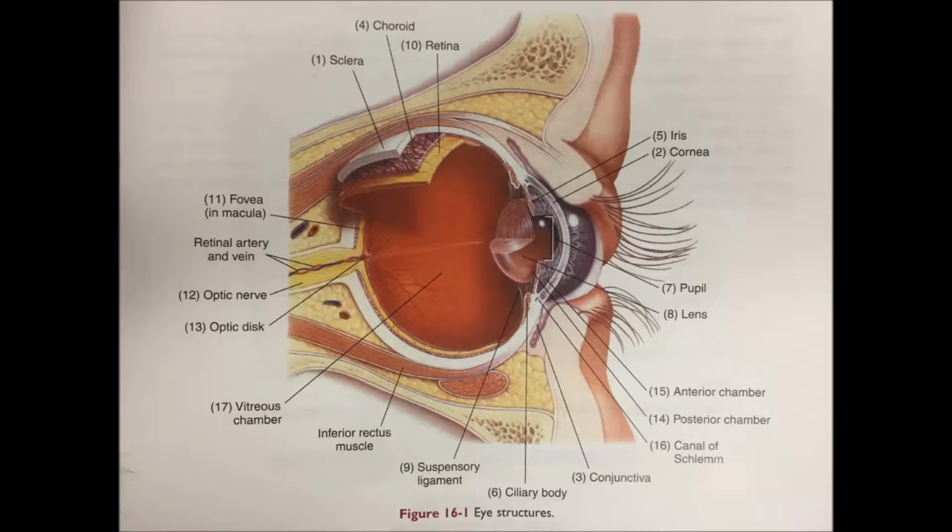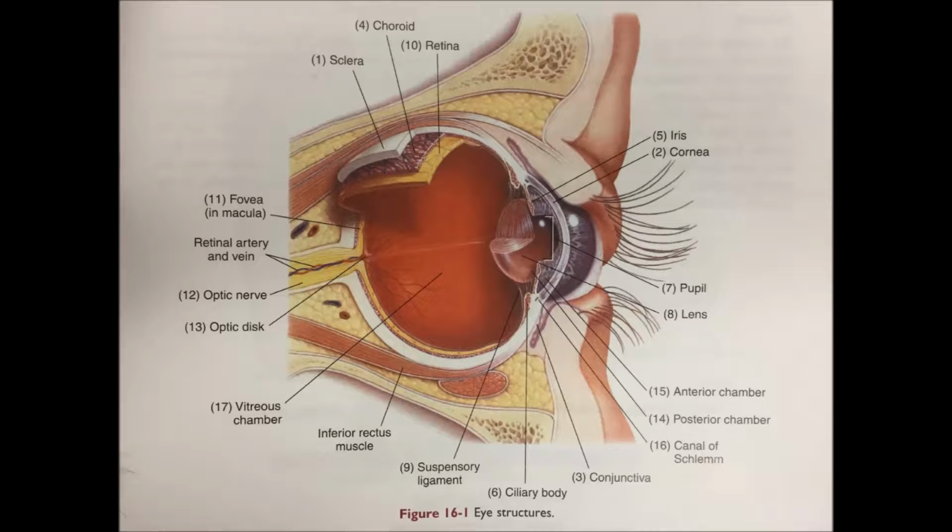The ciliary body is attached to a capsular bag that holds the lens between the suspensory ligaments. As the ciliary muscles contract and relax, the shape of the lens changes, allowing the eye to focus on an image. This process is called accommodation, abbreviated ACC.